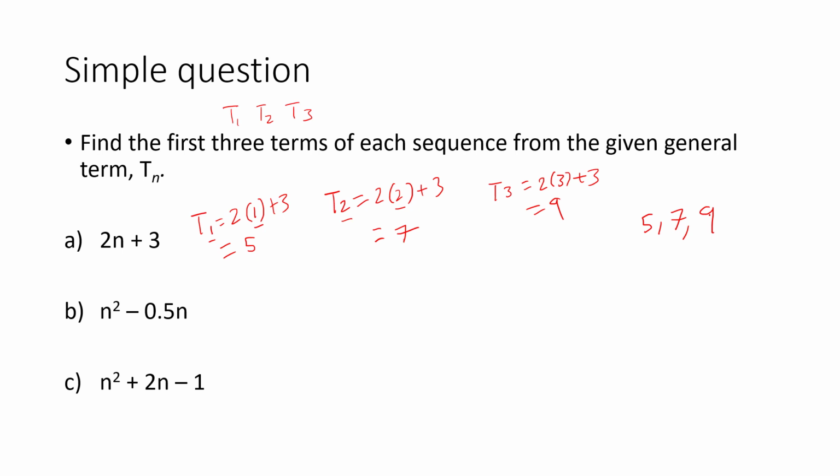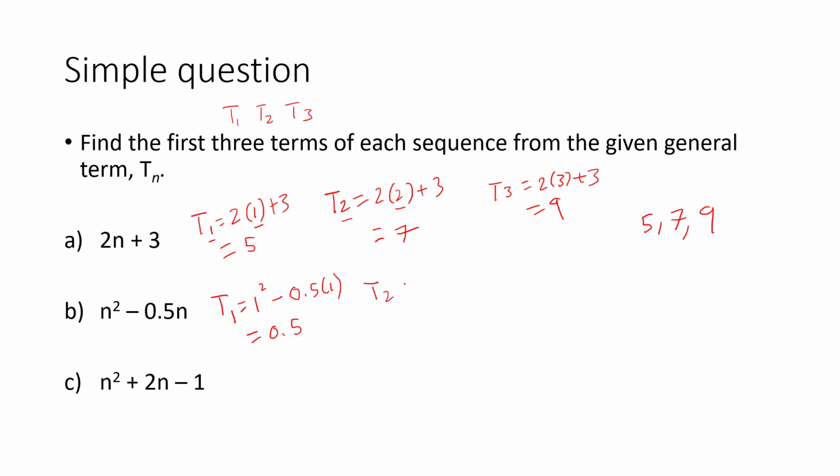So the first three terms are 5, 7, 9. This is what we have been doing for the last few lessons. The next one is slightly more complicated, but the procedure is the same. It is just basic algebra substitution. So term 1 is equals to, n we change into 1. So 1 squared minus 0.5 times 1. So I will get 0.5.